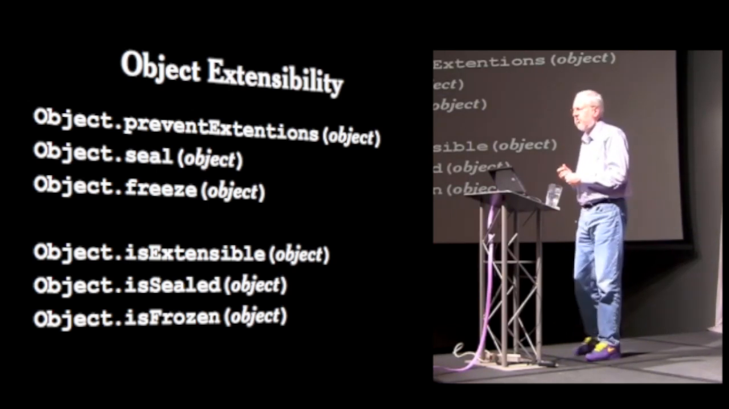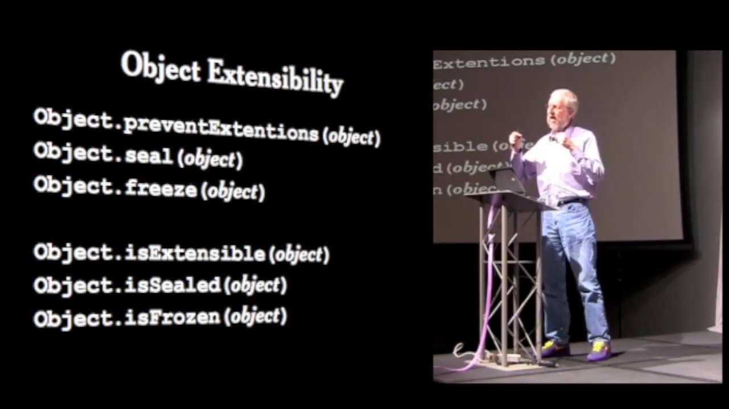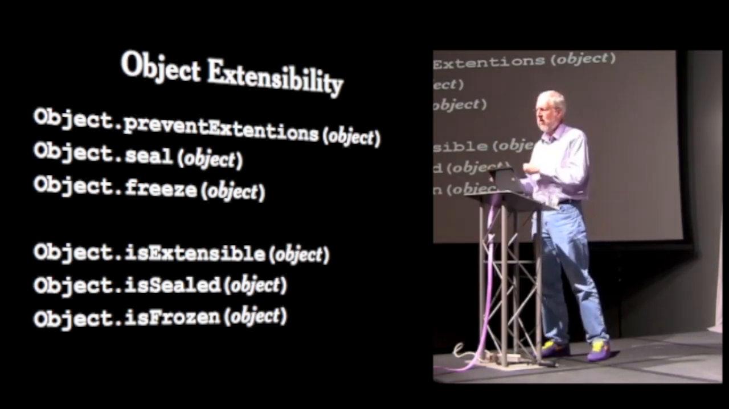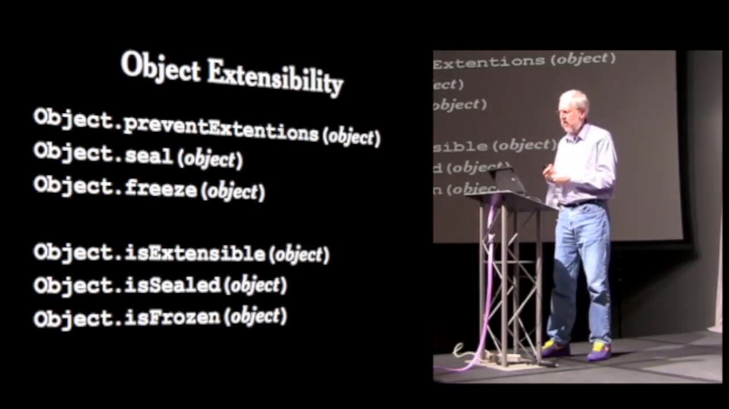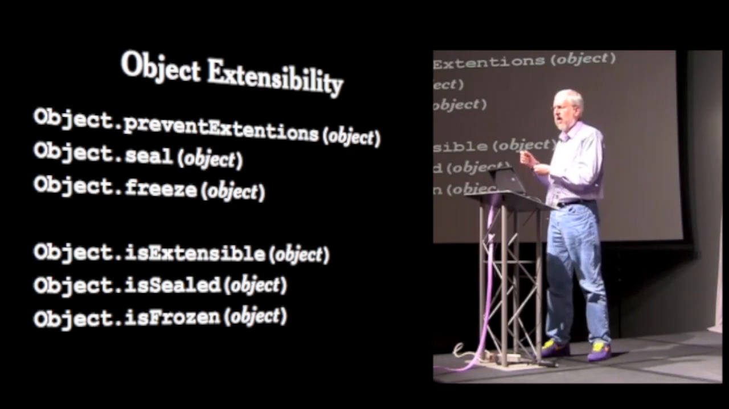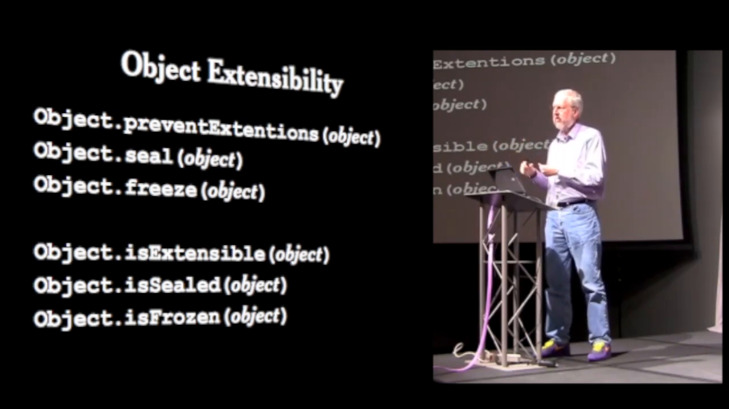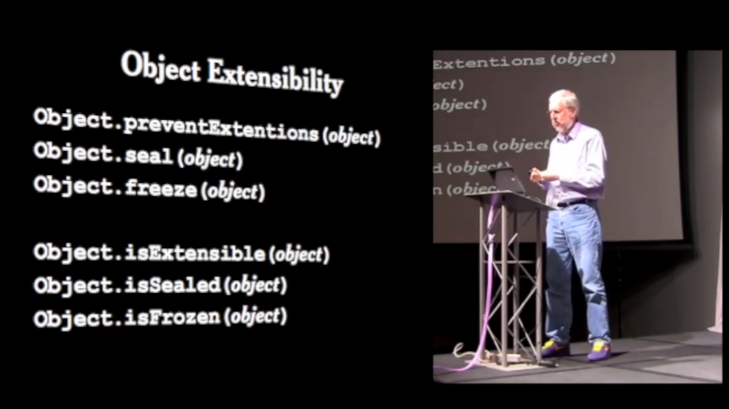We also have control now over extensibility. So there's an attribute in objects which controls whether or not you can add new members, new properties to that object. The key method here is Object.preventExtensions. This sets that bit, and once you've set that bit, you cannot clear it again. So again, that will lock an object so that you cannot add new properties.